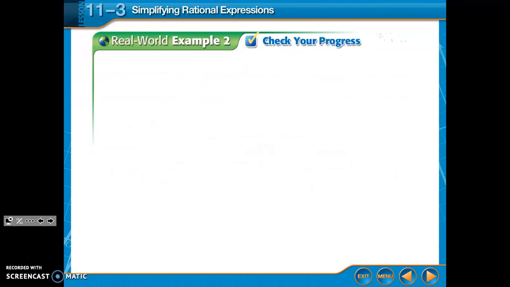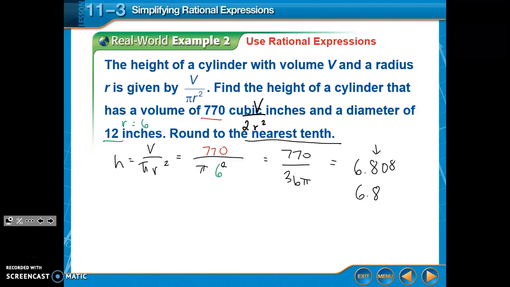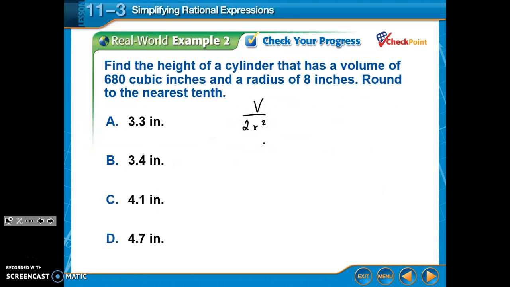Okay? So you guys do this one using that same equation. So I'll rewrite it for you. So the height of a cylinder is the volume over pi times the radius squared. So using that formula, you guys do this one.